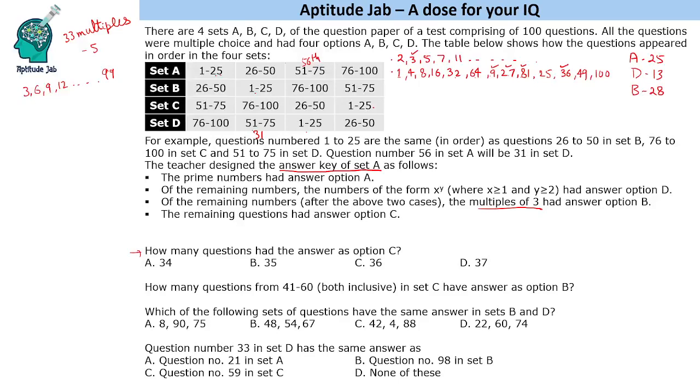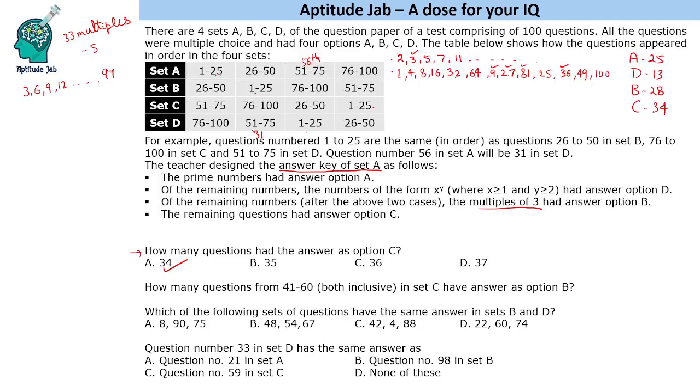And the last, of course, whatever remains is option C. So to find option C, we add 38 plus 28, that is 66. If we subtract 66 from 100, we get the answer as 34. So the answer to the first question is 34. All right, now let's move on to the next question.